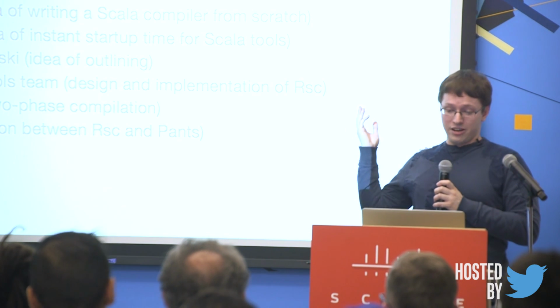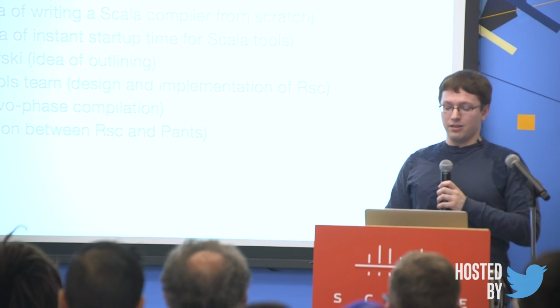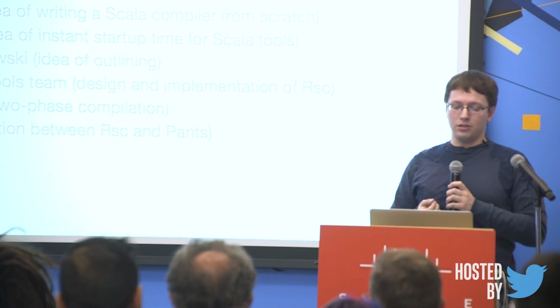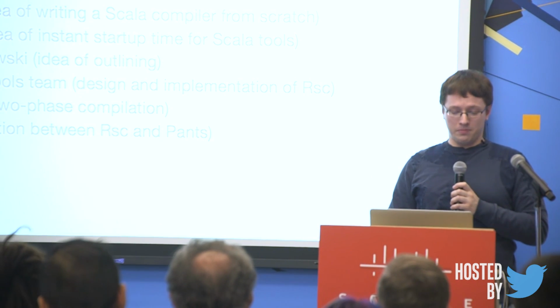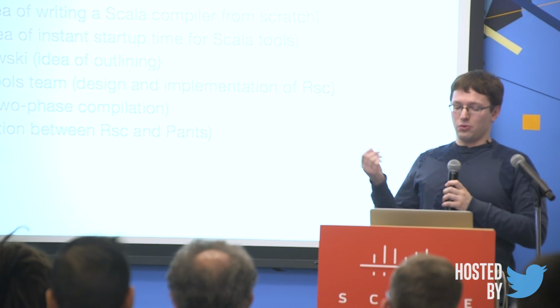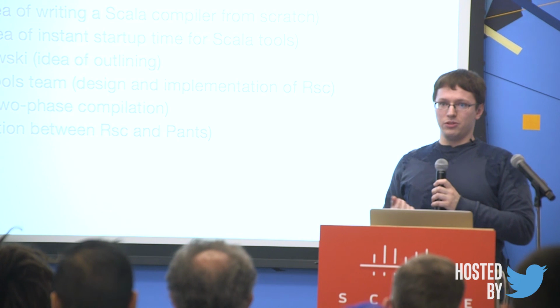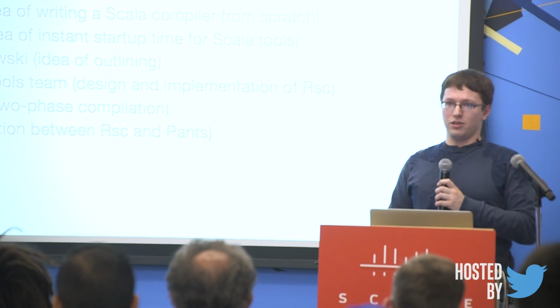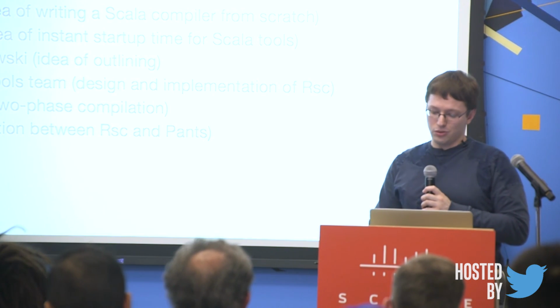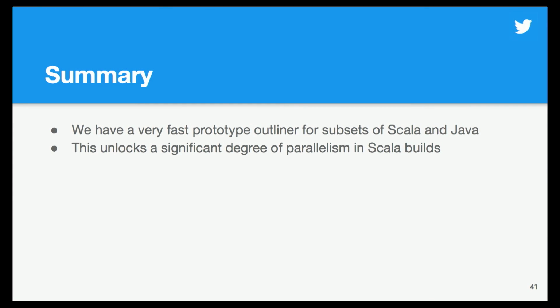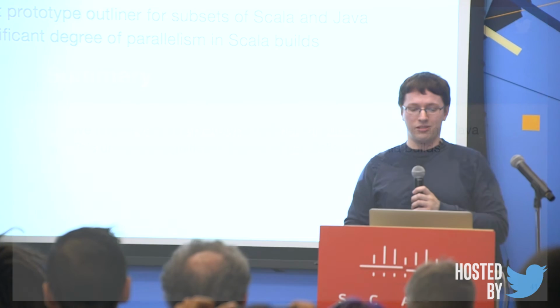Greg, we already mentioned him for outlining. And then, my colleagues from Twitter, the Advanced Scala Tools team who worked on RSC. We have Stu, who came up with this idea of two-phase compilation. And our build team is working on integration between RSC and Pants, the build tool that we're using at Twitter. OK, so to sum it up, we can outline things very, very quickly, both for Scala and Java. And apparently, that's useful if you have powerful hardware. Thank you.